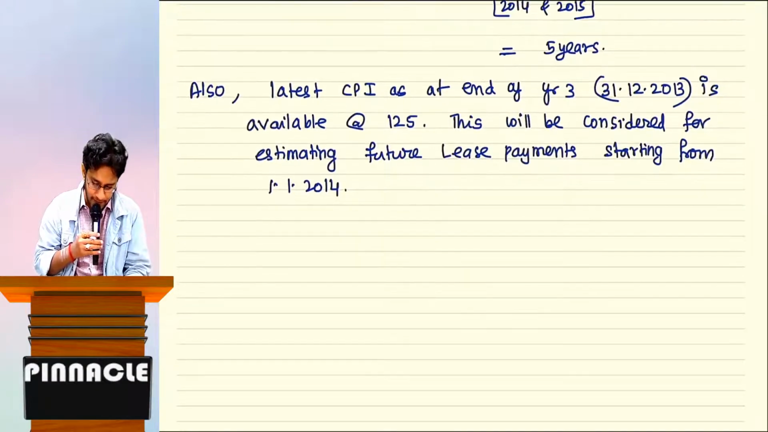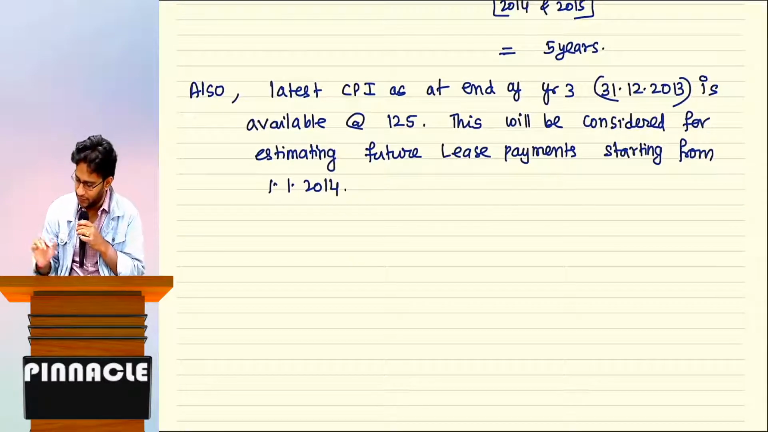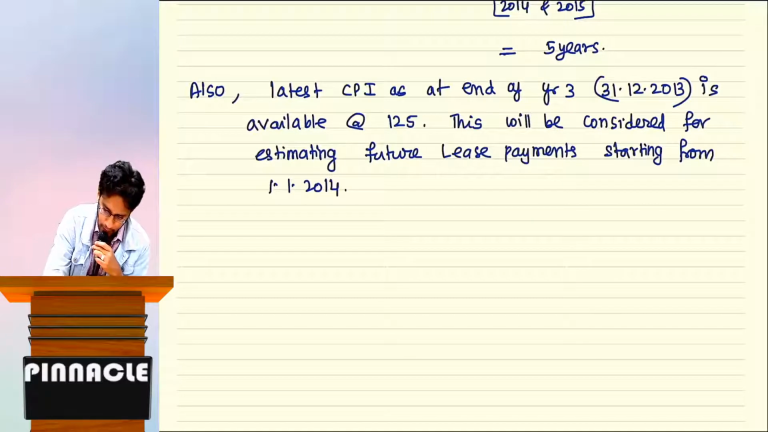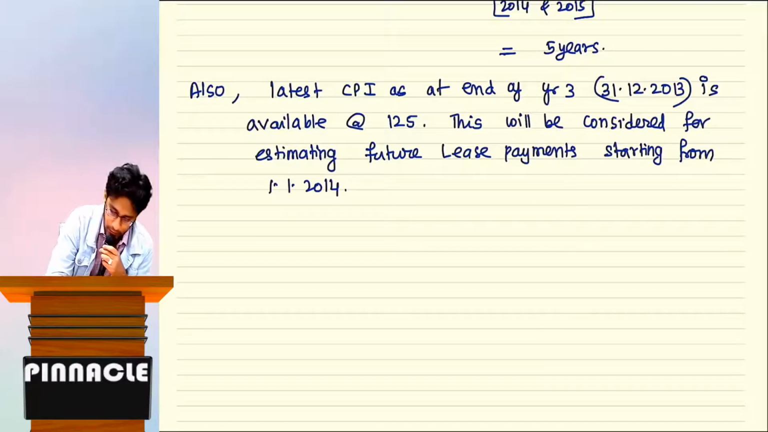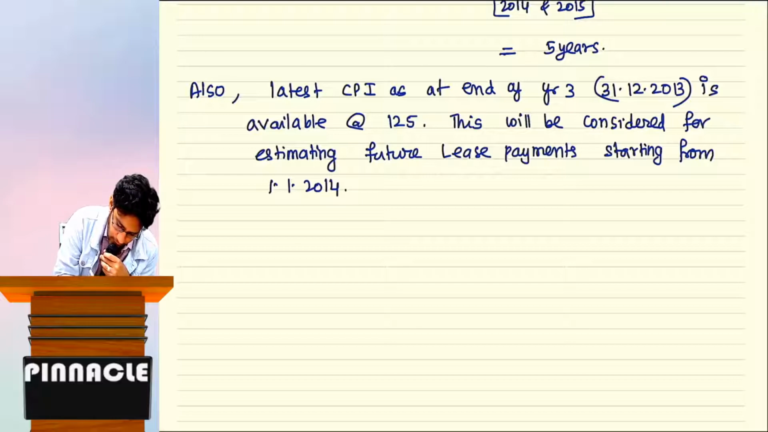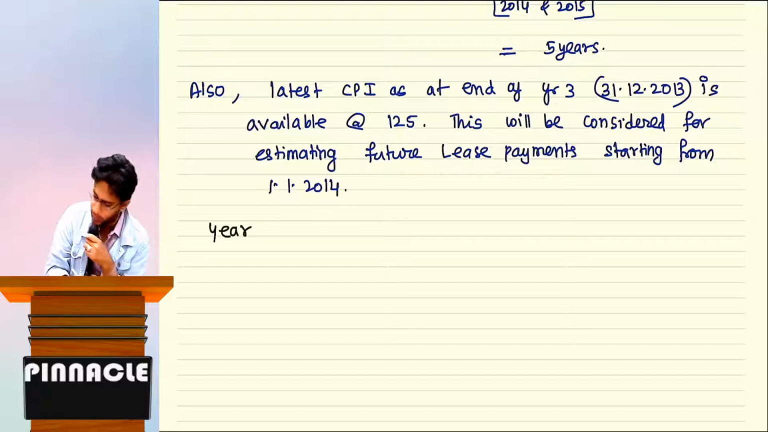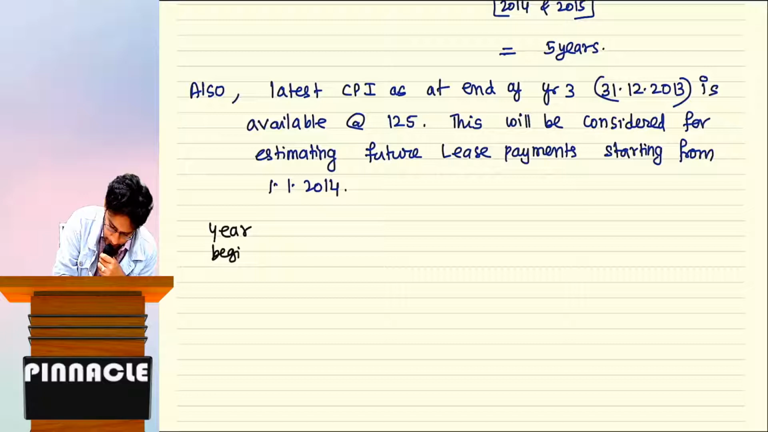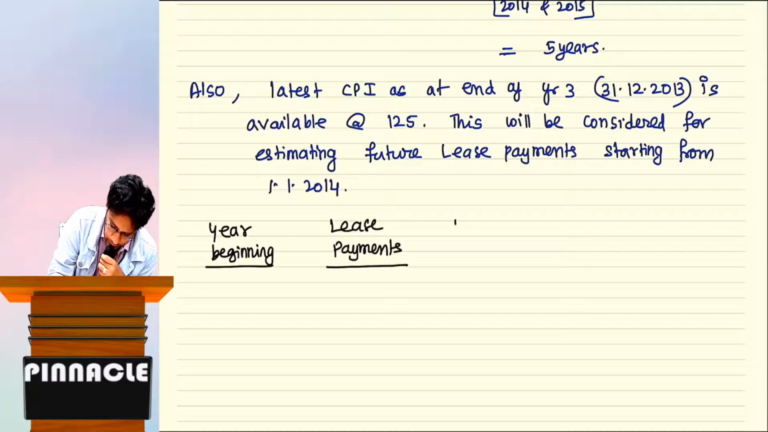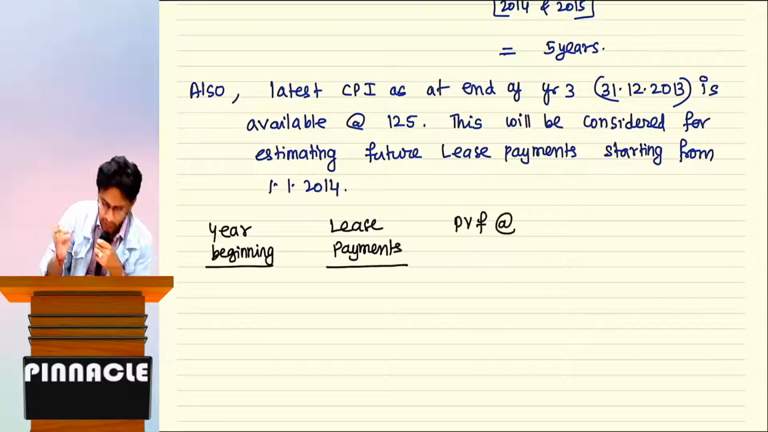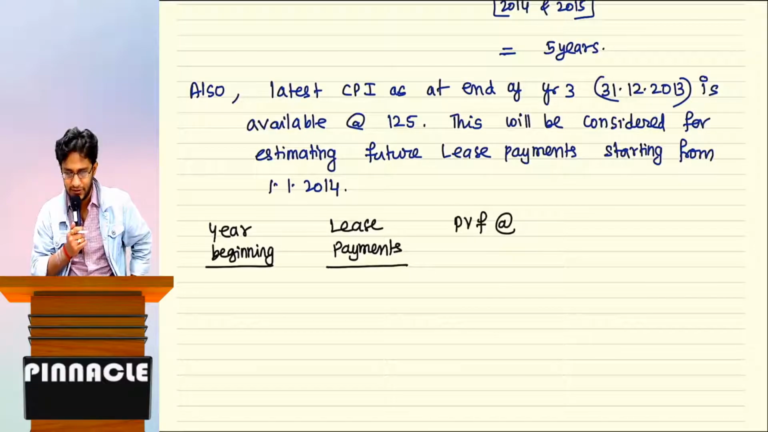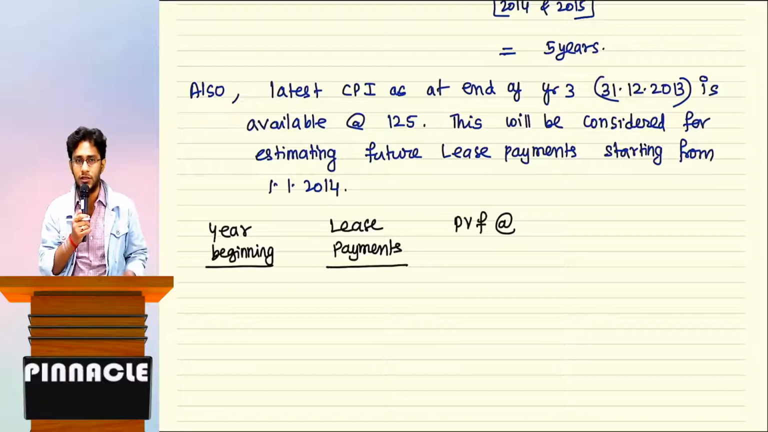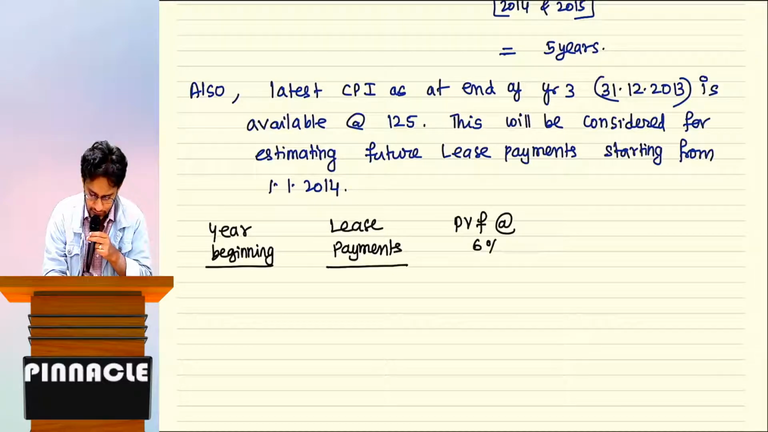Okay, sir. Year beginning. Tell me, sir, PV factor: 5 or 6? Take 6%, because there is a change in the lease term, you have to take 6%.